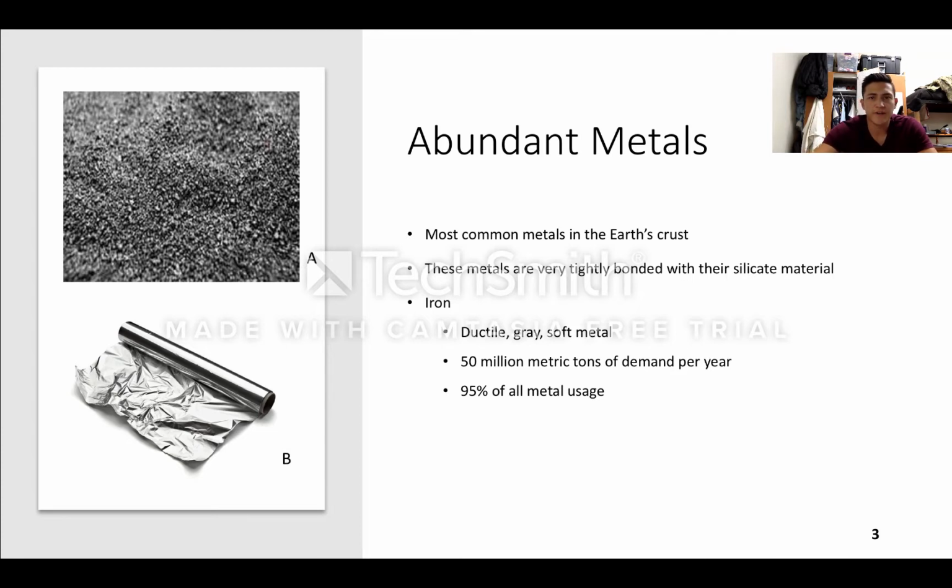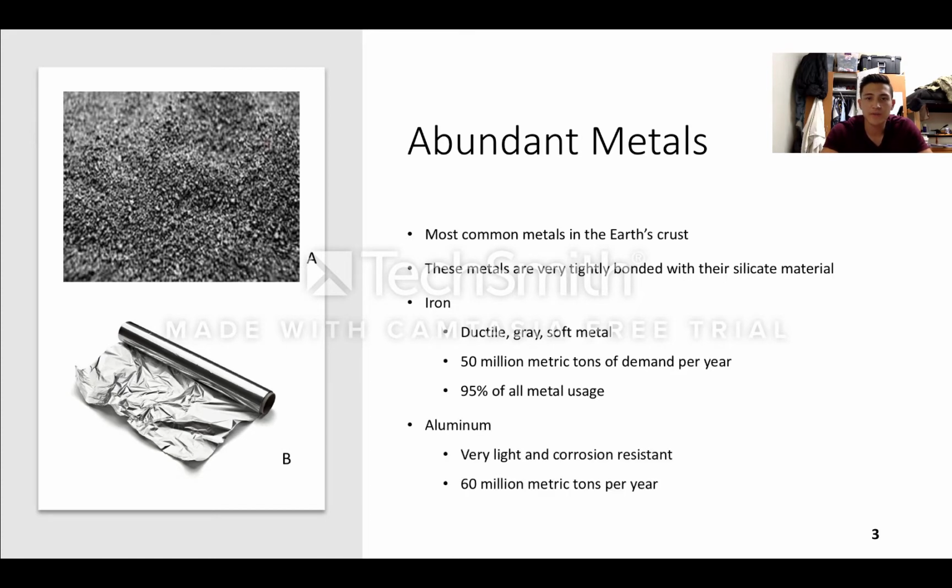We'll first start off with iron. Everyone for sure has heard of iron. Iron is actually the most common metal found in the Earth. It is seen as ductile, silver gray, soft metal, yet still very strong. Over 95% of all metal usage today consists of iron. About 50 million metric tons of iron is used every year, which shows how valuable iron is to our society. Some notable things made of iron are your daily cutlery and some parts that can make your car run.